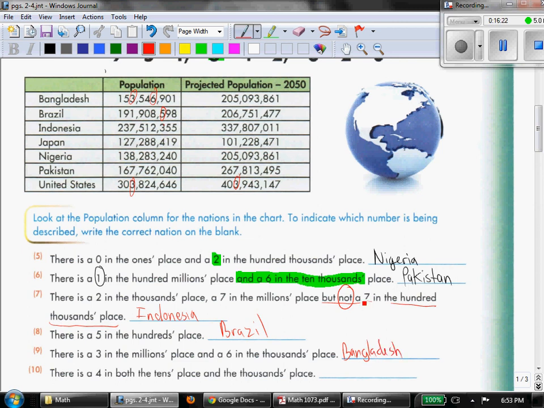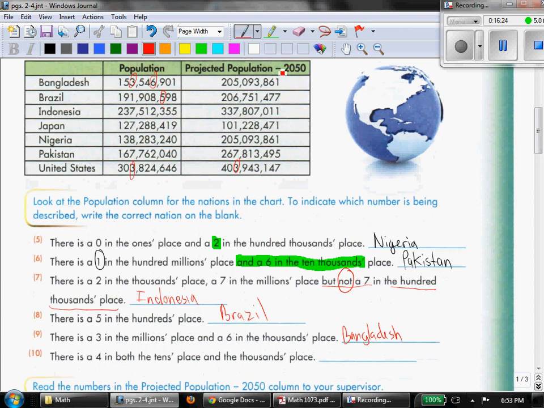And then there's a four in both tens place and thousands place. So tens place, there's a four. There's a four, and thousands place. That's the United States.